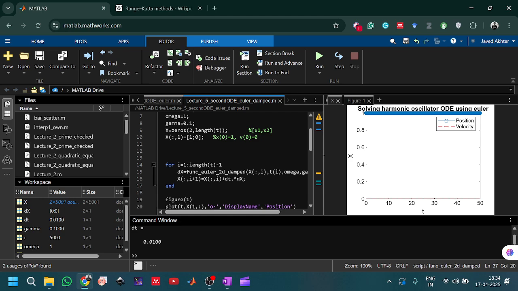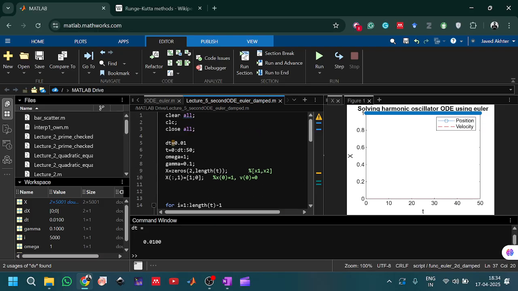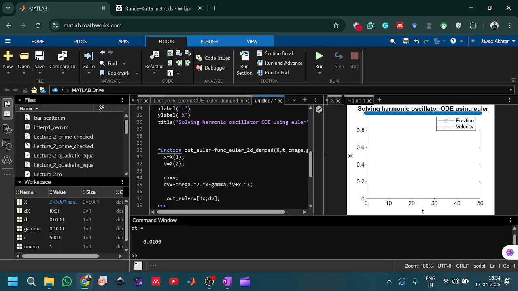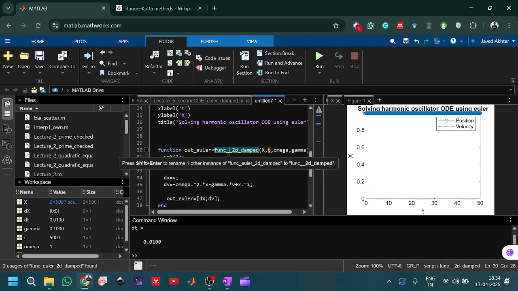So this is the Euler method. In the same way you can do this for the RK2 method also. Let me show you how to do that. So out function Euler, and let me call it RK2.